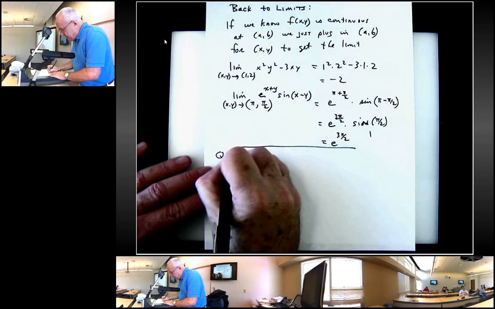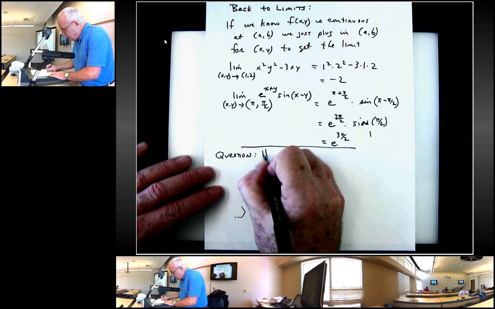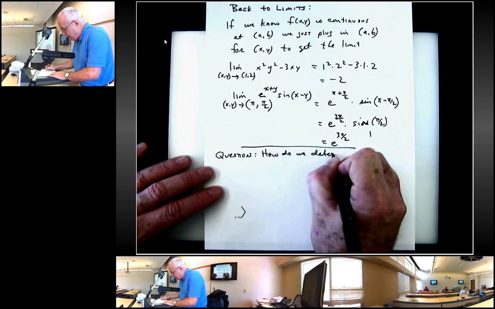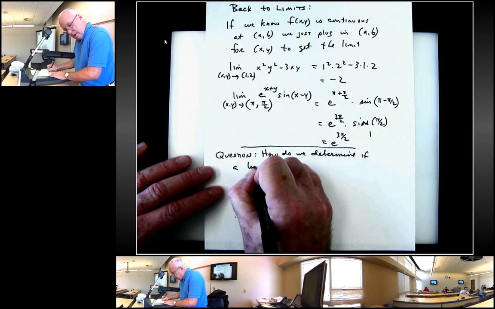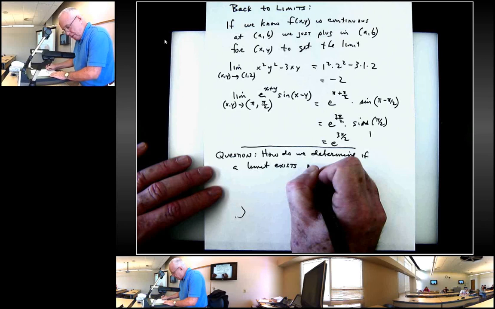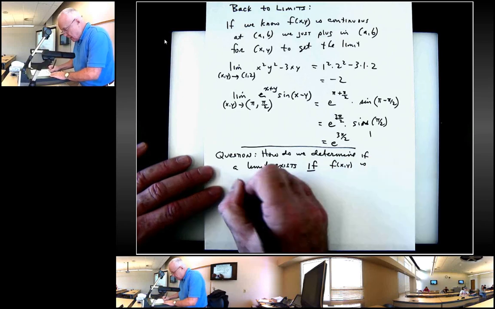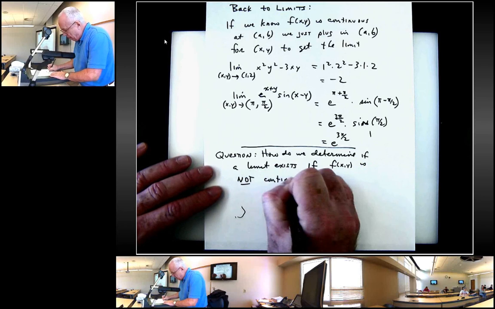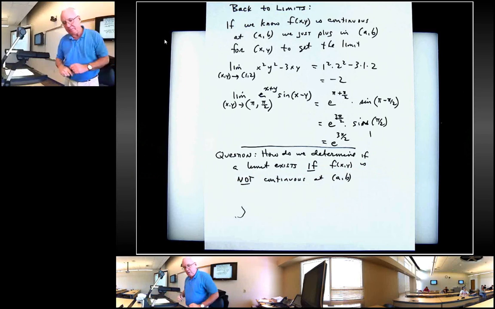Because if it is continuous, we just plug in the values. How do we determine if a limit exists if f(x,y) is not continuous at (a, b)?